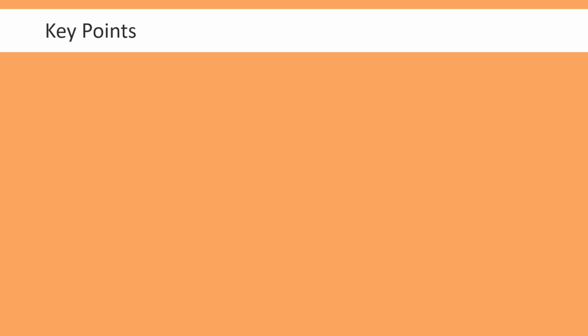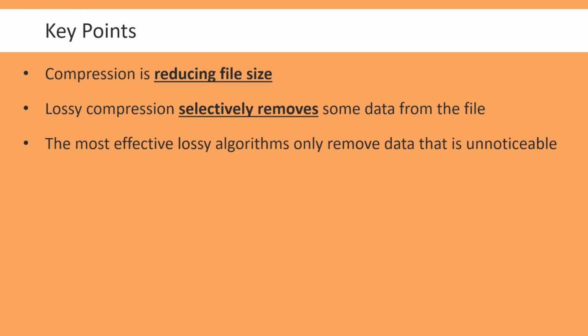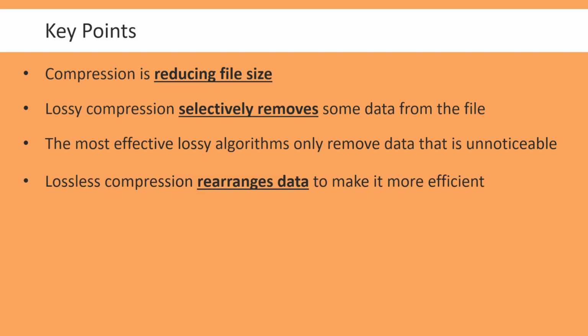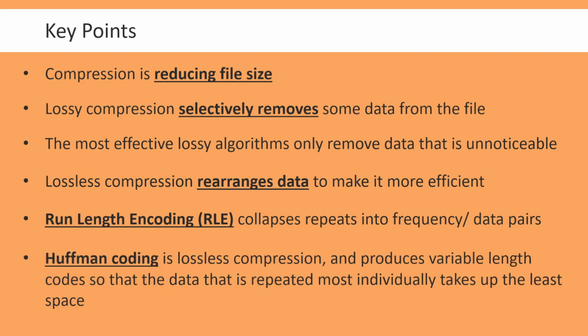Here are some key points about what you have learned by watching this video. You've learned that compression is all about reducing file size. Lossy compression removes some of the data from the file. The more effective lossy compressions only remove data that is unnoticeable to the human eye. Lossless compression can rearrange data to make it more efficient, and run length encoding collapses repeats into data frequency pairs.